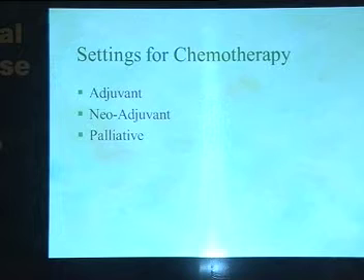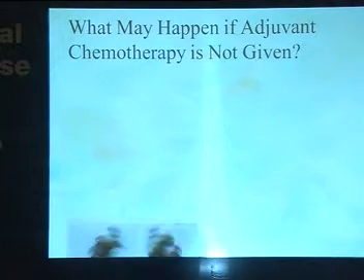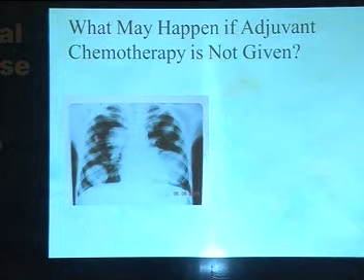Settings: adjuvant, neoadjuvant, and palliative. Now, 40 years ago, 50 years ago, we all know that osteosarcoma was amputated very often. And what happened was the patients came back with metastatic disease to the lungs. This obviously implied that there was micrometastatic disease.